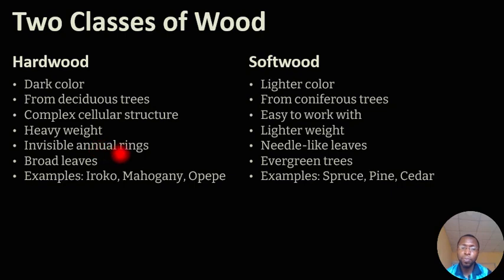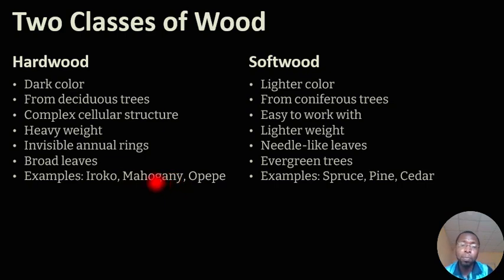By their weight. Another thing is that they have invisible annual rings. You get to know what these annual rings are as you learn more in this subject. Another property of hardwood is that their leaves are broad. So when you see a wood that has broad leaves, you can easily say that this is hardwood. Examples of hardwood are Iroko tree, mahogany tree, opepe tree.